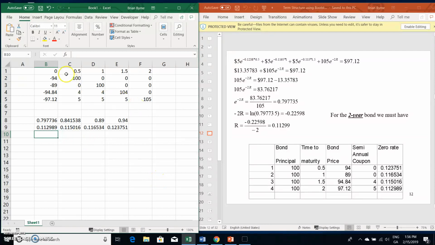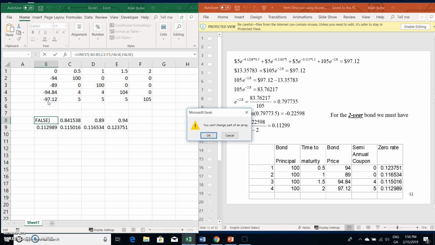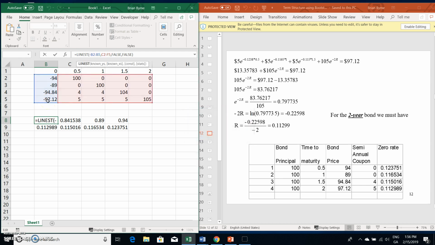In other words, when we do the Linest estimation, we could estimate the cash flows with an OLS regression onto negative times the initial cash flows, which have to be minus because you're paying money to own the bond. If we run that regression, Control Shift Enter, we get the discount factors.